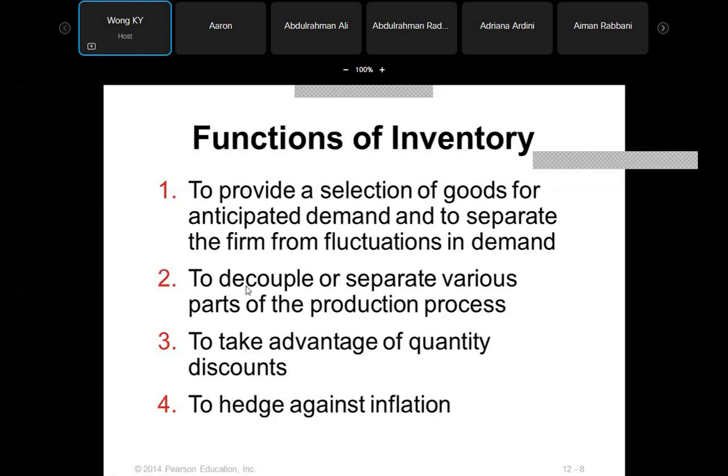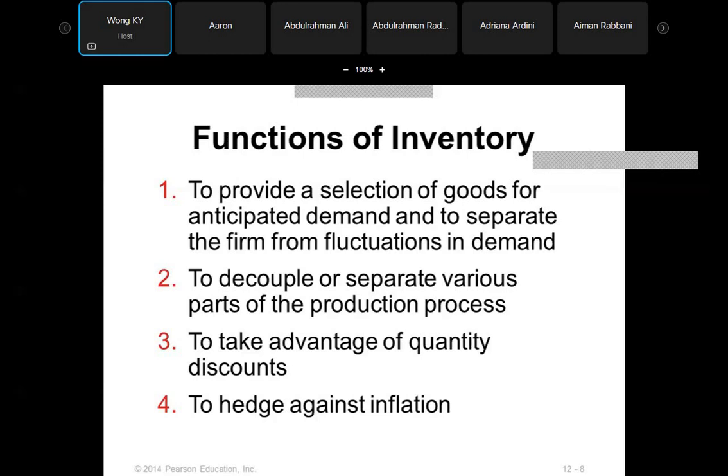The second function of inventory is to decouple or to separate various parts of the production process. Now, if you look at a product, before a final product can be produced, it has to undergo various production processes. Okay, so each production process actually produces something, which could be a semi-finished product or work in progress or work in process.